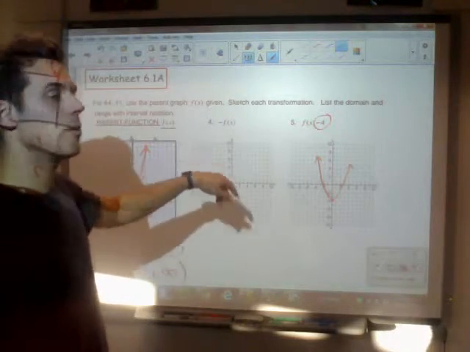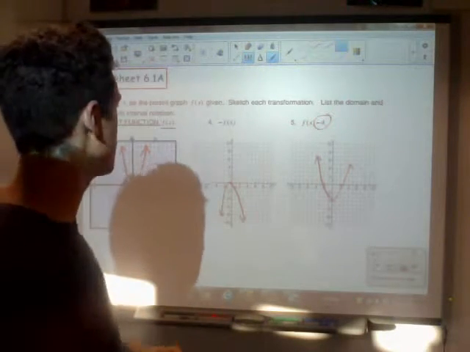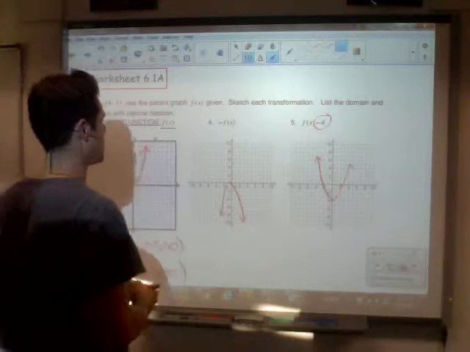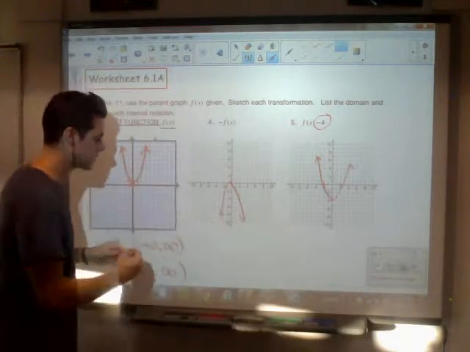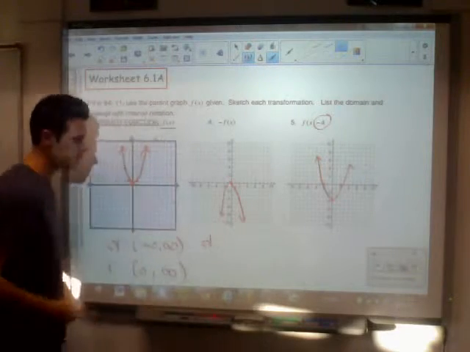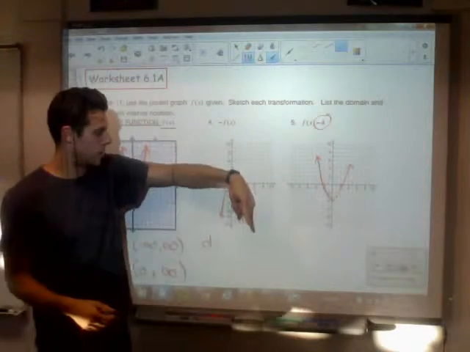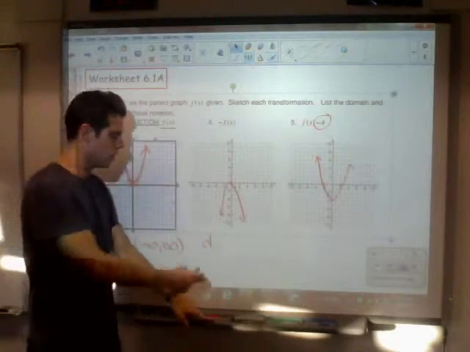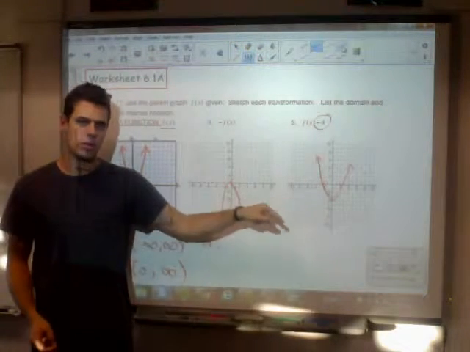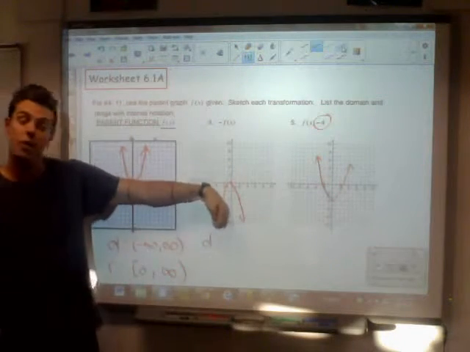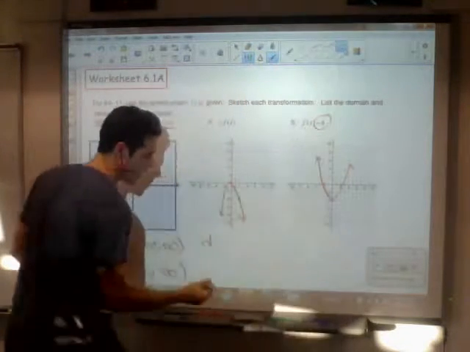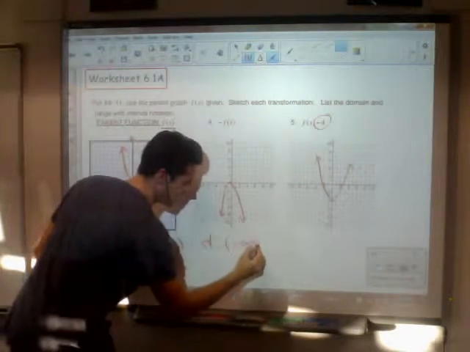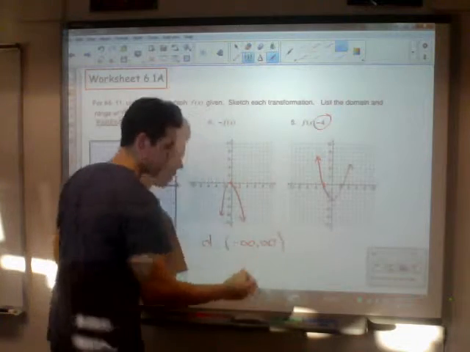How about your domain and range for number 4? Same graph, now flipped upside down, reflected across the x-axis. Domain: arrows on the end represent it will continue to go downward, but it also will continue to go outward. And this arrow will go down, but it's also going outward. So my domain, again, is -infinity to infinity.